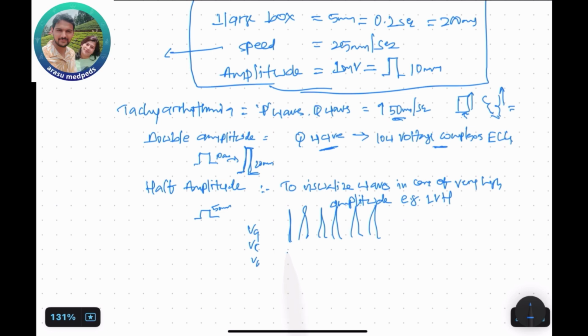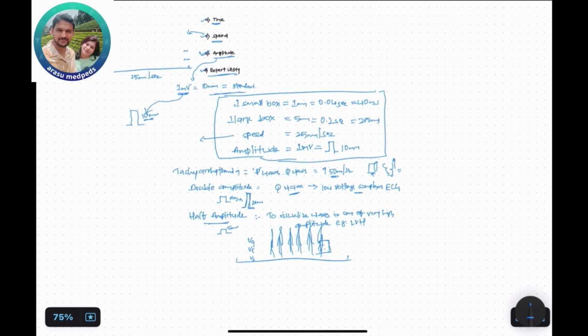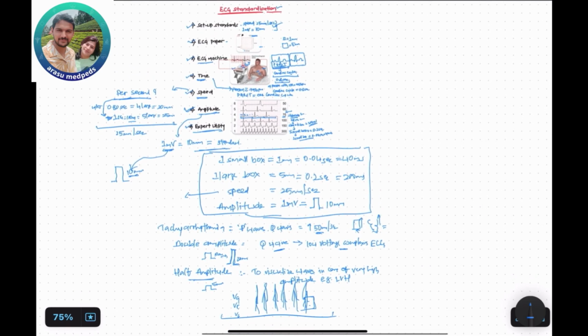So here, many of you might have observed, these will be merging and we will not be able to make out minor pathological changes. Even though it is significant, we will not be able to appreciate it much. So in that situation, you just reduce the height of these complexes by halving the amplitude of ECG standards. That's how we can utilize the calibers when we are doing ECG in a patient. Hope you all got the point about ECG standardization. It was an in-depth discussion, but it will be very, very helpful if you understand the basics.